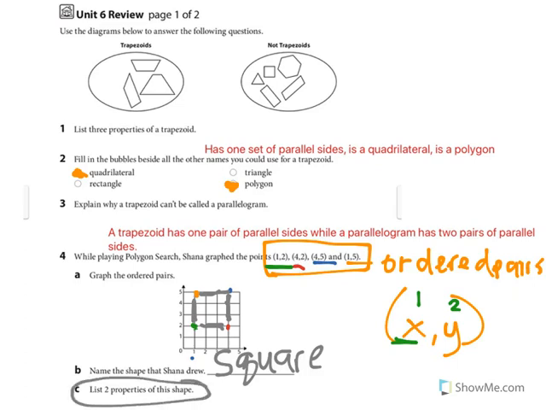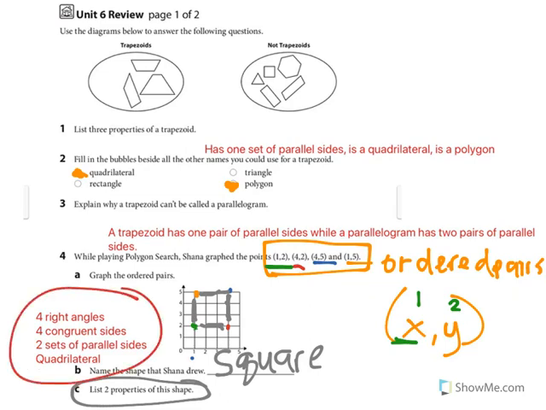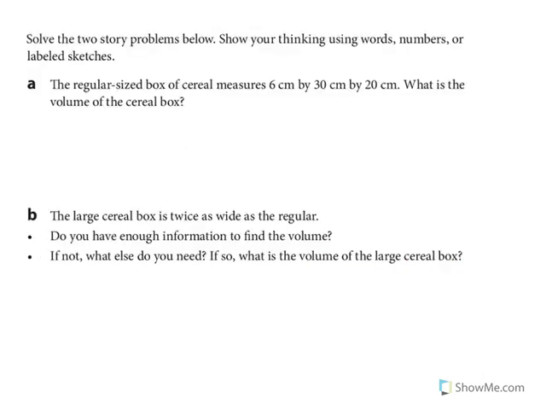Well, we just listed them together, but as a reminder, here they are. So you can use any of this language to help you name properties for a shape like a square. All right, now moving on from our quadrilaterals, let's look at these 2 story problems. You will see story problems like this on your test. So show your thinking using words, numbers, or labeled sketches. I recommend pausing the video, doing them on your own, and then coming back for the answer once you're finished.